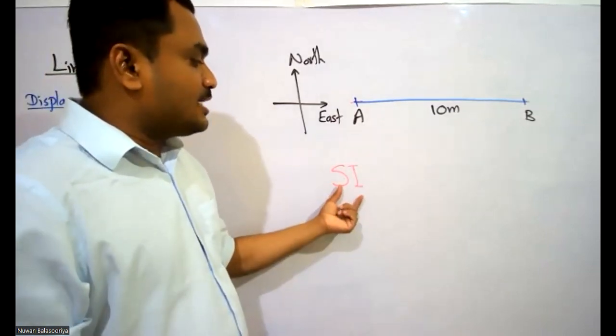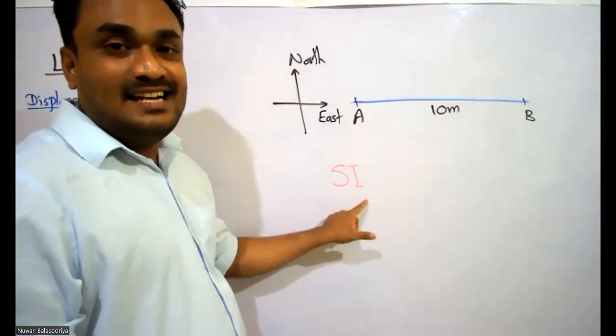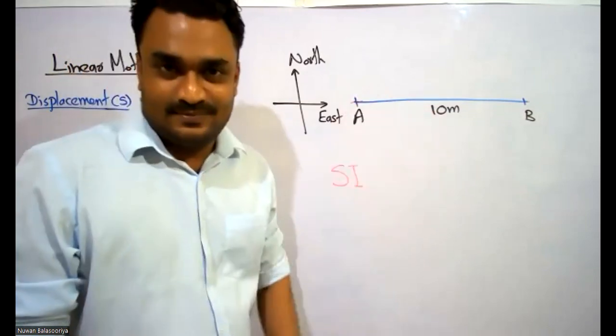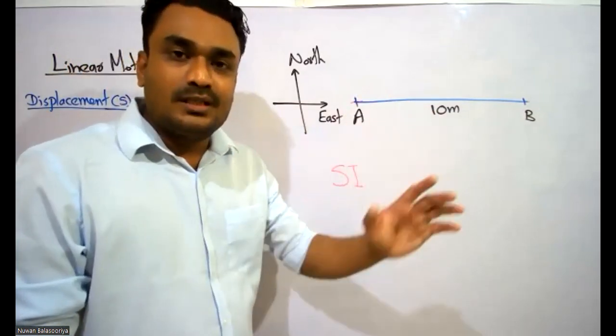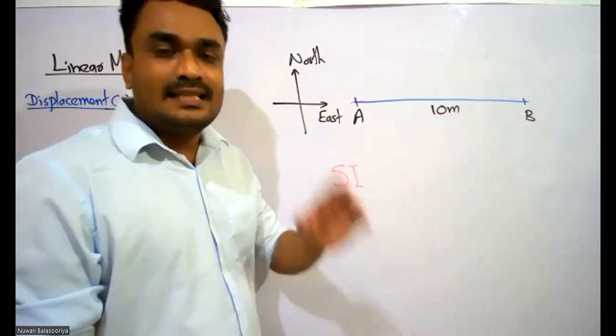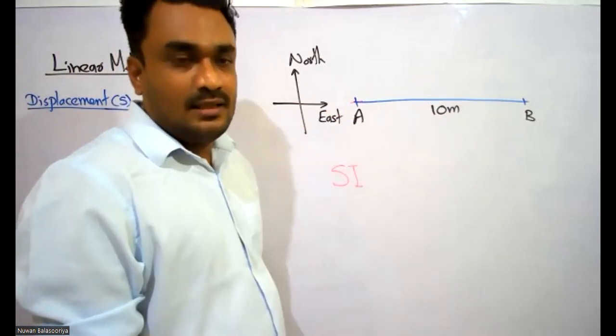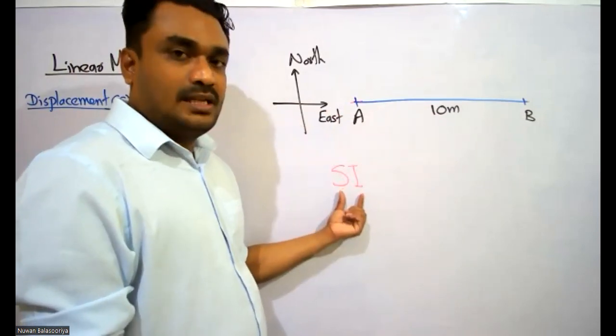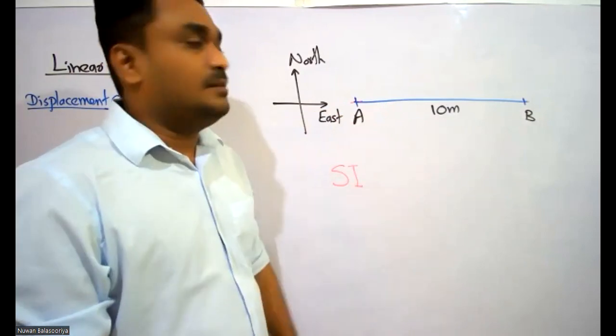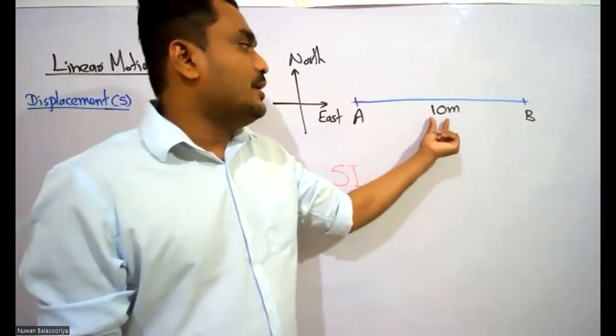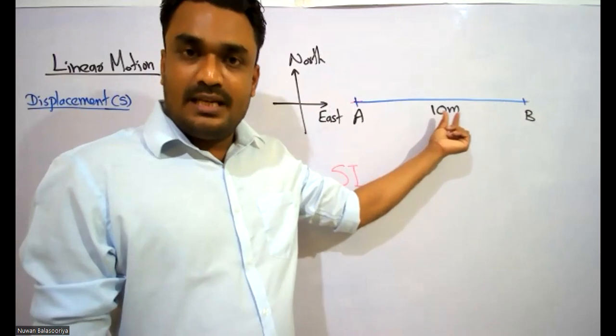The word should actually be written as SI, International System of Units. The units that we use at present are known as the International System of Units. This is the French term. SI units mean International System of Units. So the SI unit of displacement is meter.